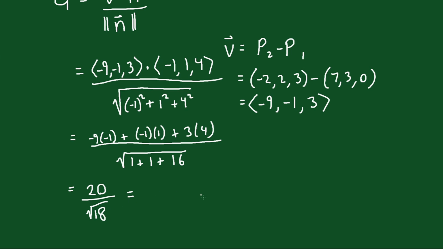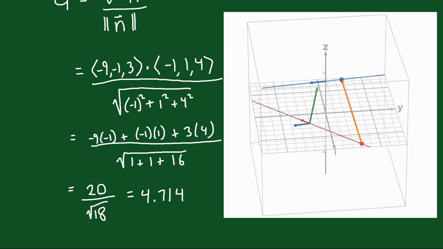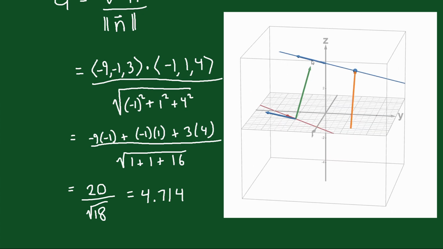And if we would like an approximation for this, we get about 4.714. So that's the distance between the two lines, the shortest distance between this red line and this blue line. So if this green vector we made a little bit longer so that it was able to touch the blue line, that would be the distance, 4.714 approximately. Hopefully this makes sense.